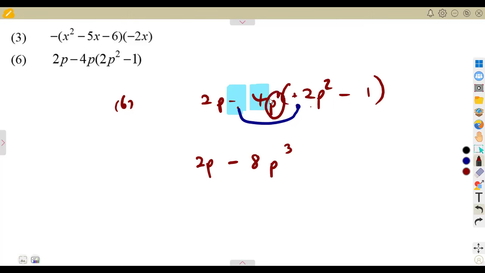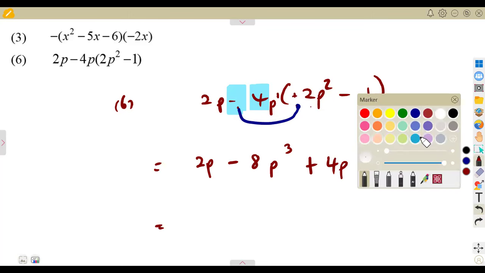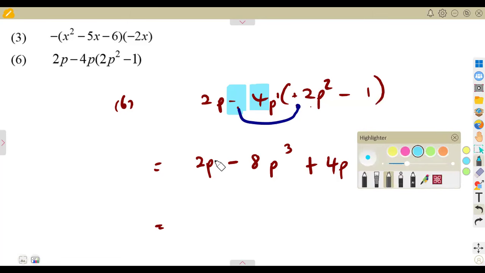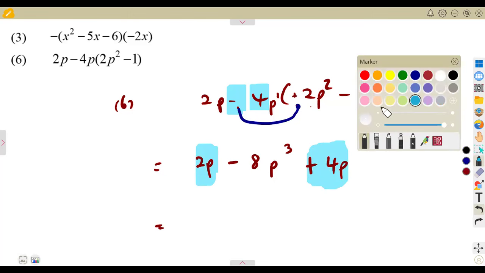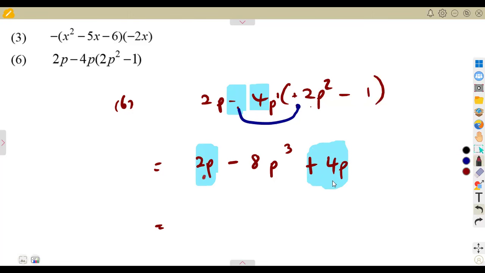It's like there's only 1p here, and here there are 2 p's. If you combine with 1p, how many p's do we have? There are now 3. Minus 4p times minus 1: minus times minus is going to be a positive, so it's positive 4p. The negatives cancel. But now after expanding, you can see that there are like terms to be considered in our expression. This part of p and this part of p are like terms, so you can add these two terms together. 2p plus 4p is going to give us 6p minus 8p cubed. That's it.